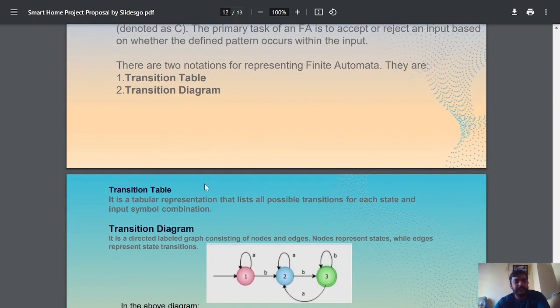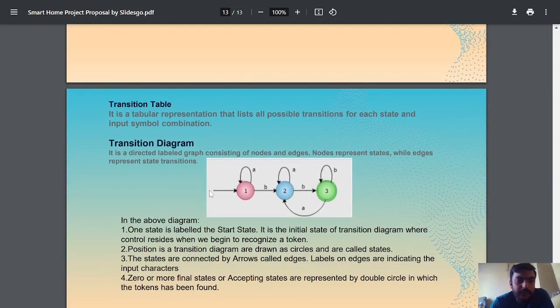Transition table. It is a tabular representation that lists all possible transitions for each state and input symbol combination. Transition diagram. It is a directed labeled graph consisting of nodes and edges. Nodes represent states while edges represent the transitions. In the above diagram, this is the figure.